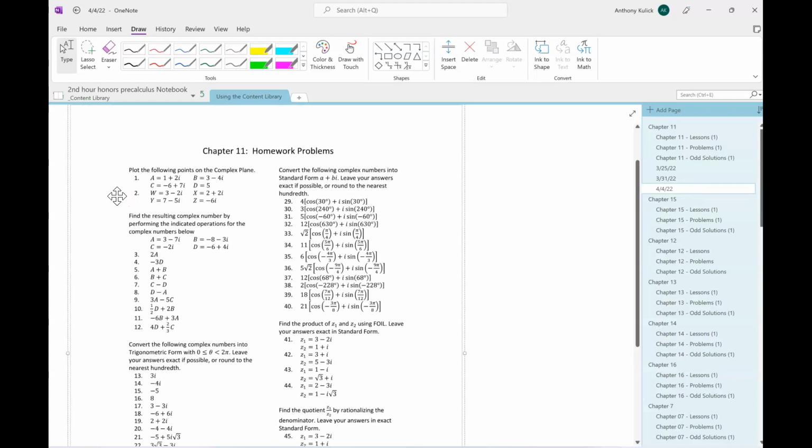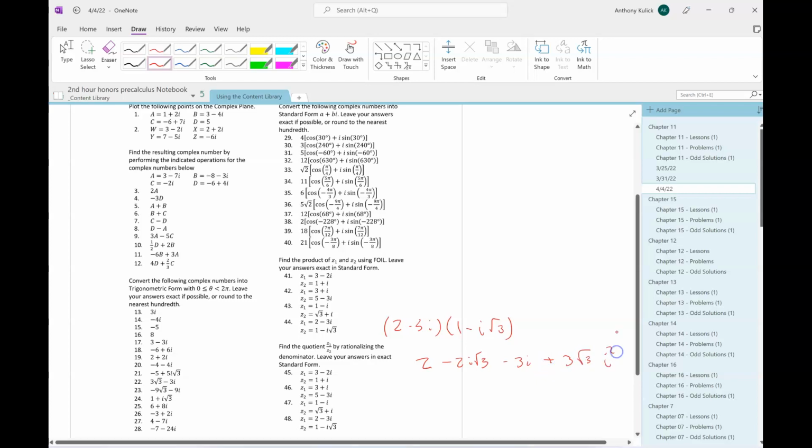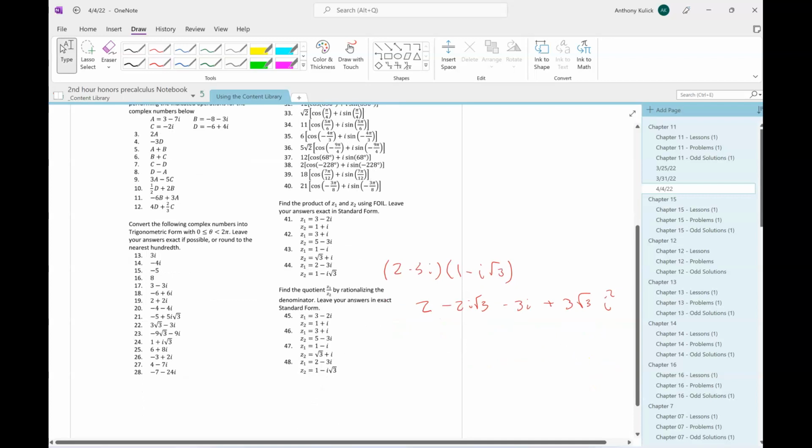So it says find the product by FOILing and then leave your answer exact in standard form. So I FOIL this out. I got 2 times 1, that's 2. 2 times i root 3 becomes negative 2i root 3. Negative 3i times 1 is negative 3i. Negative 3i times i root 3 is positive 3 root 3 i squared.